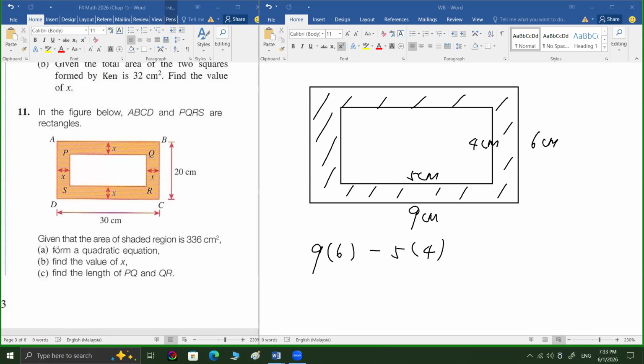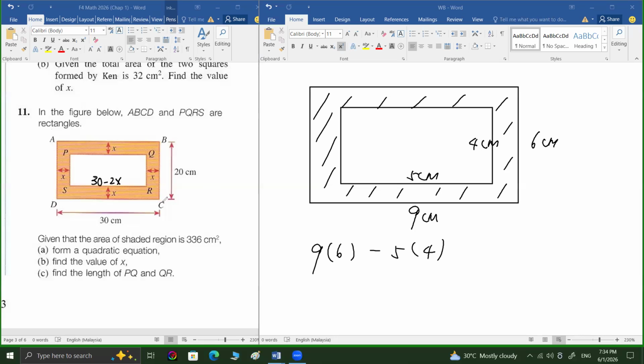So same now. You're asked to form a quadratic equation. There, 30 times what? 20 minus SR multiplied with RQ, is it? So can any of you tell me what is the length of SR here? Can you see here 30? Here x, right? So how to get this length? 30 minus, yeah, 2x, right? 30 minus 2x. Got what I mean?